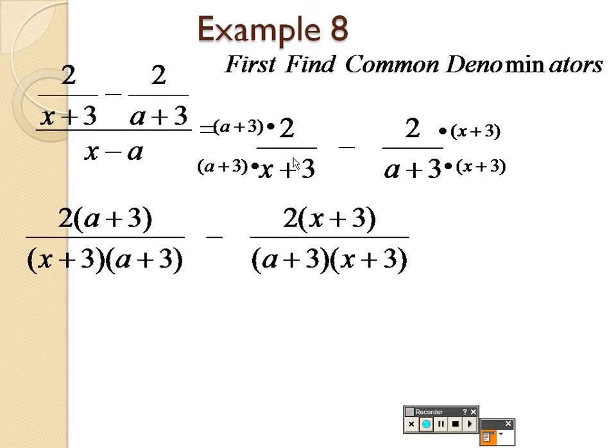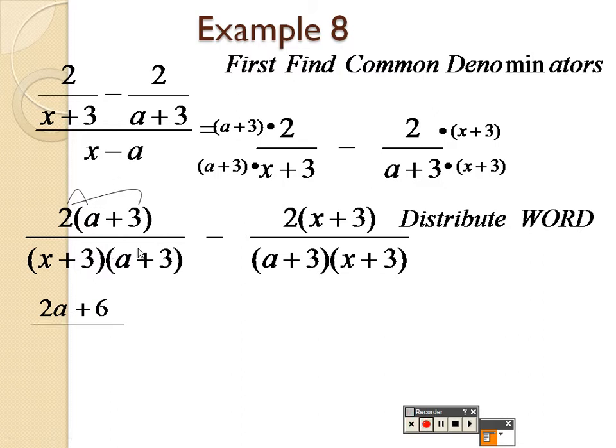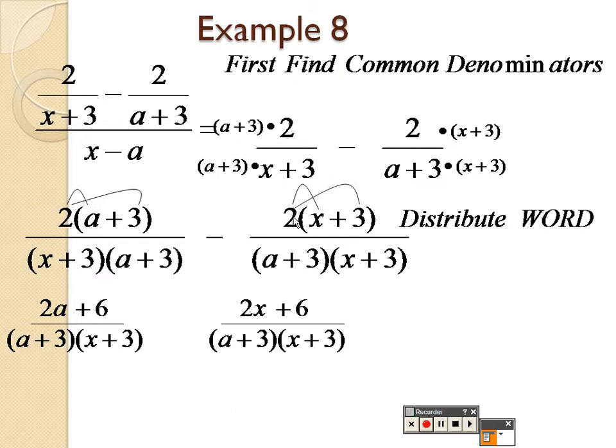So by doing so, I have 2 times a plus 3 and 2 times x plus 3. So when I subtract them together and distribute, I get 2a plus 3, or 2 times 3 is 6, so it's 2a plus 6, sorry, over a plus 3 and x plus 3. Over here, it's 2x, and it is plus 6, and that's a plus 3 and x plus 3.